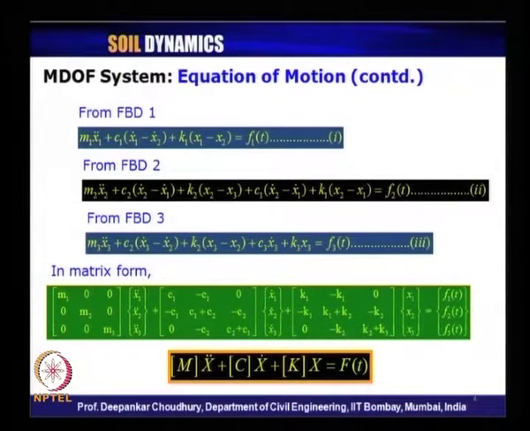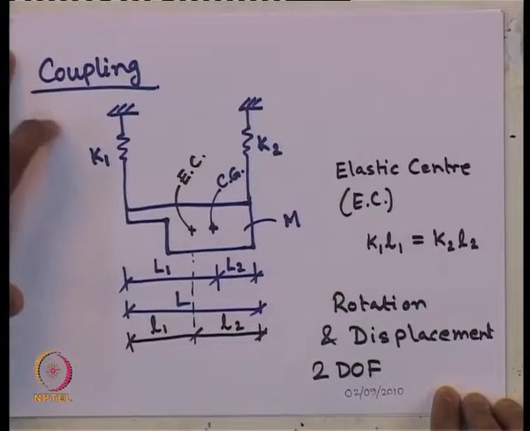What does it mean? The m1 is non-zero when we are considering the first degree of freedom, that is x1 t. Similarly, m2 is non-zero when we are considering x2 t, m3 is non-zero when we are considering x3 t, otherwise all other entries are 0. This is called uncoupled matrix. We are using a terminology uncoupled matrix. Now, we talked about this coupling in the previous lecture.